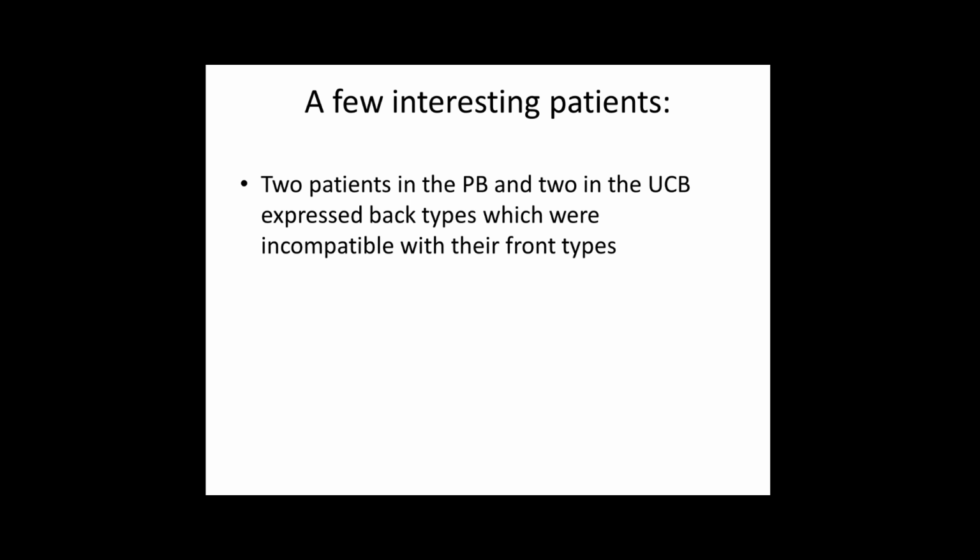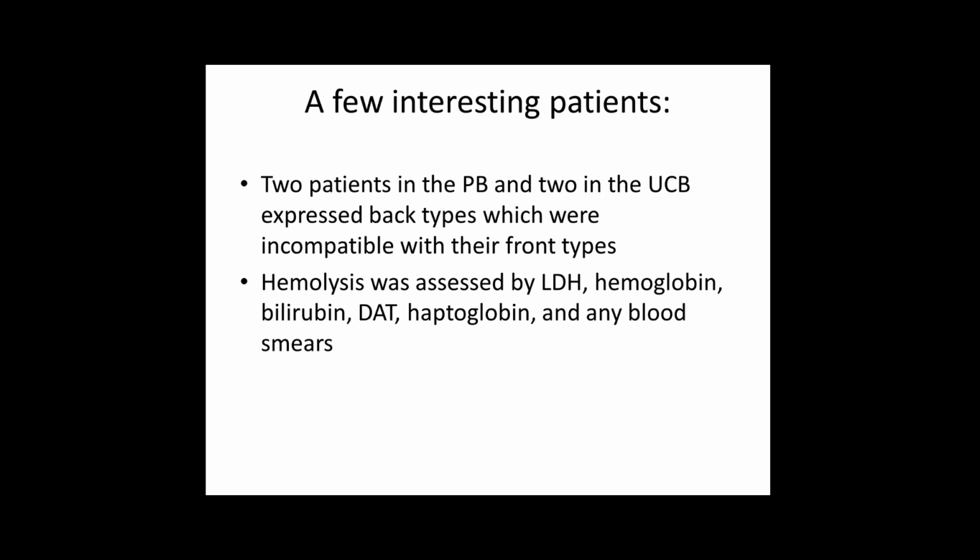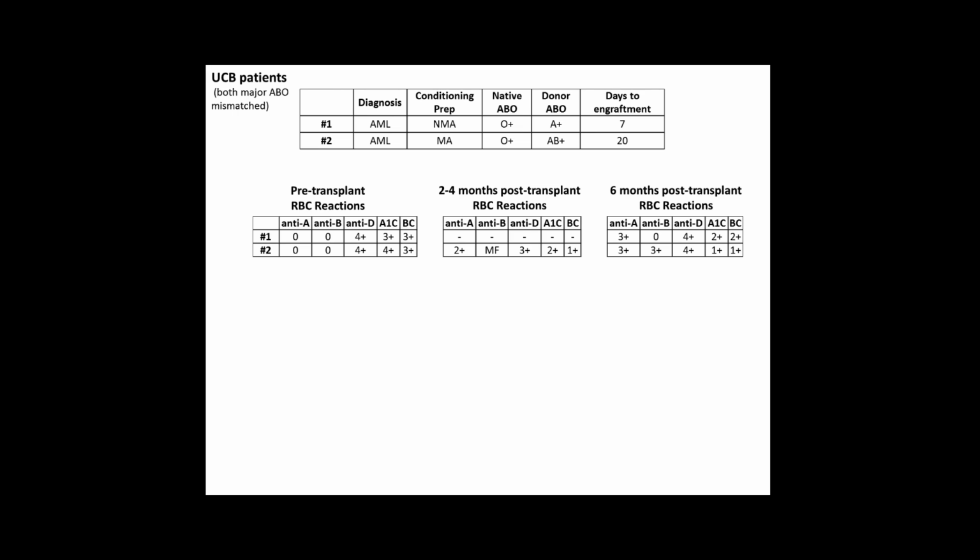Before I get into any more stats, I want to talk about a few interesting patients. There were 2 patients in the peripheral blood group and 2 in the cord blood group that expressed back types which were actually incompatible with their front types. So you would think that there would be hemolysis going on in these patients. I wanted to identify if that was occurring. I looked at these 4 patients and looked for LDH, hemoglobin, bilirubin, DAT, haptoglobin, and any blood smears if they were available. So let's look at these patients.